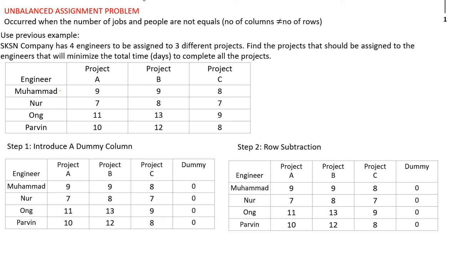Hi students, now I will explain about the unbalanced assignment problem. This method is applicable when the number of jobs and the number of people are not equal, or the number of columns and rows are not equal.